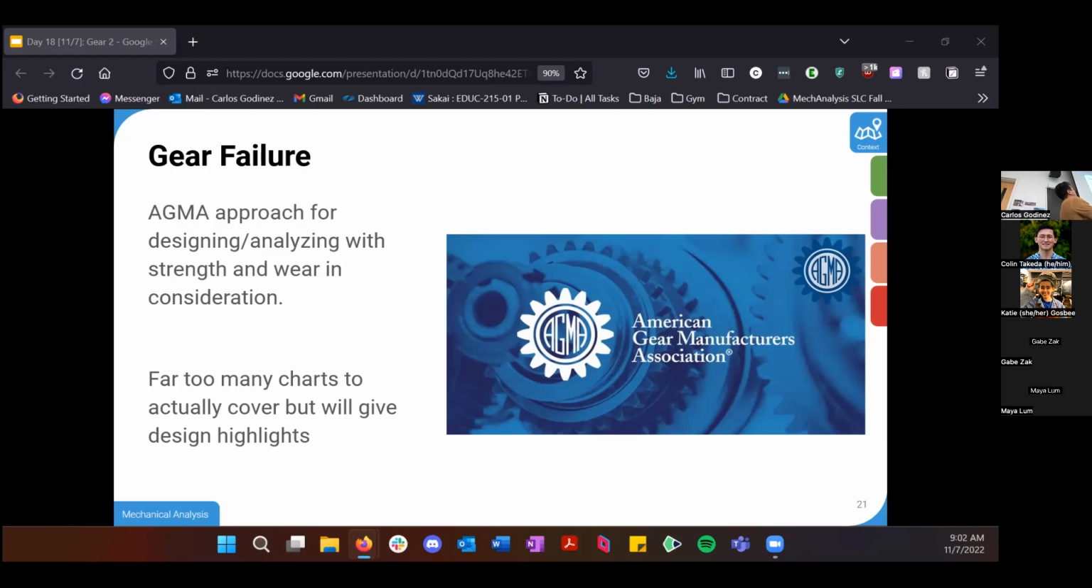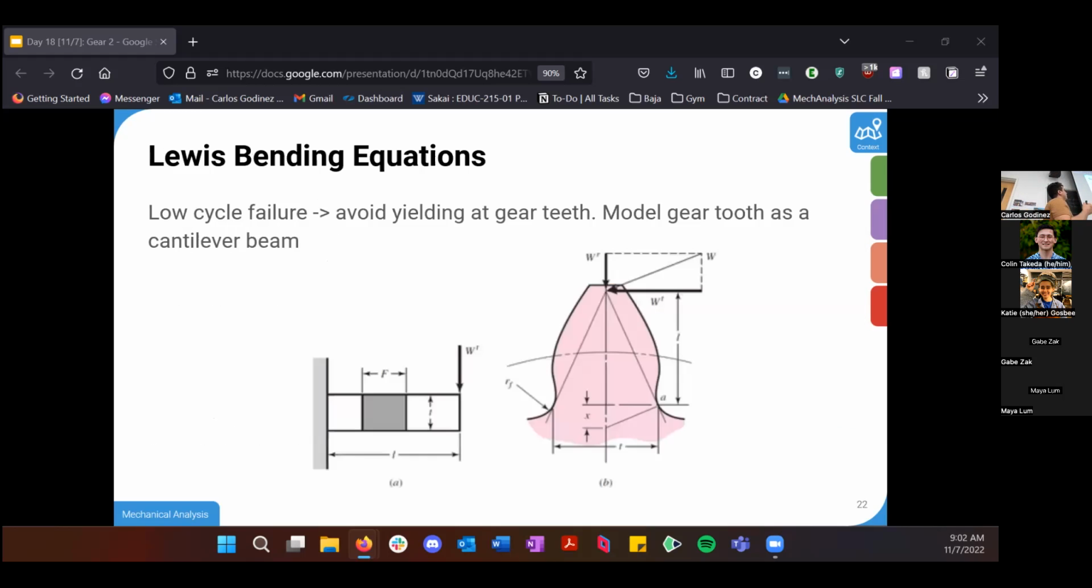So for the actual analysis they take, they just have decades' worth of analytical and experimental data that they've made into literally hundreds and hundreds of charts. We're not going to go through all of those. We're only going to pick up the design highlights, but basically they have 2 methods. They design for strength and static failure, and they design for wear for high cycle fatigue. To get started, we'll talk about designing for strength and using Lewis bending equations.